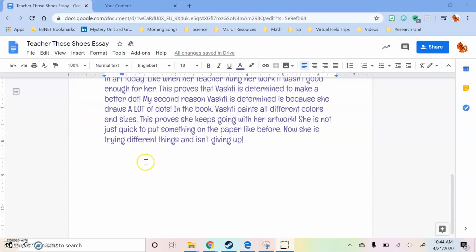Perfect. So now I'm back at my essay and I'm going to start writing my conclusion paragraph. And I'm going to use one of those transitions that I talked about for a conclusion paragraph. So as you can see, I want to make sure I restate my claim. Vashti is a determined girl because, and now I want to make sure I have my support.